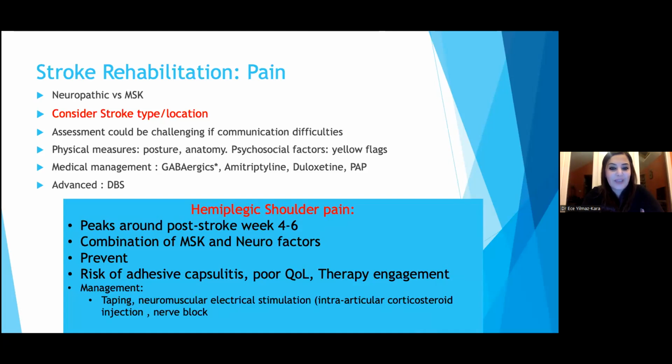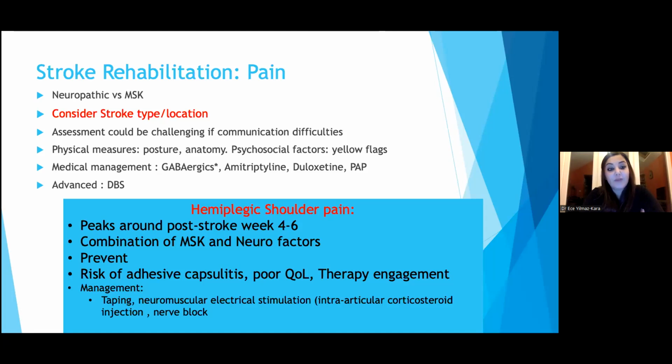We deal with hemiplegic shoulder all the time, and we know that it usually peaks around post-stroke week 4 to 6, and not very initially. The shoulder itself is a very unique joint that's held together with the muscle tone and the muscle power. So when you lose that after a stroke, we're going to have a combination of MSK and neurological factors contributing to this complex phenomenon of hemiplegic shoulder pain.